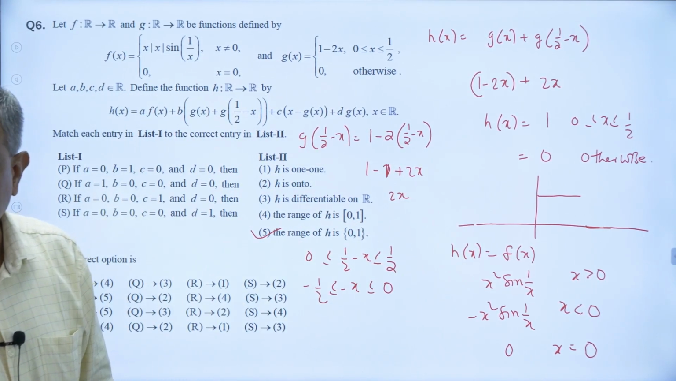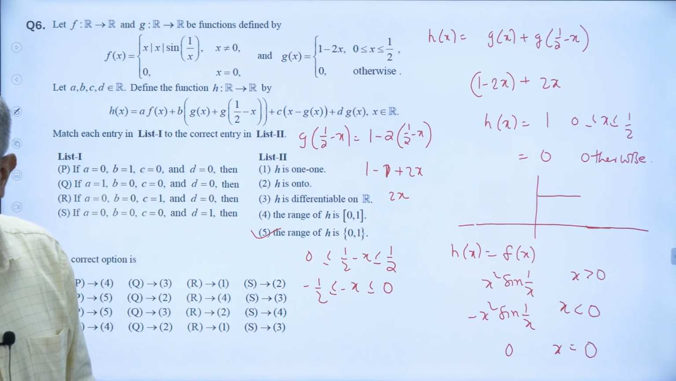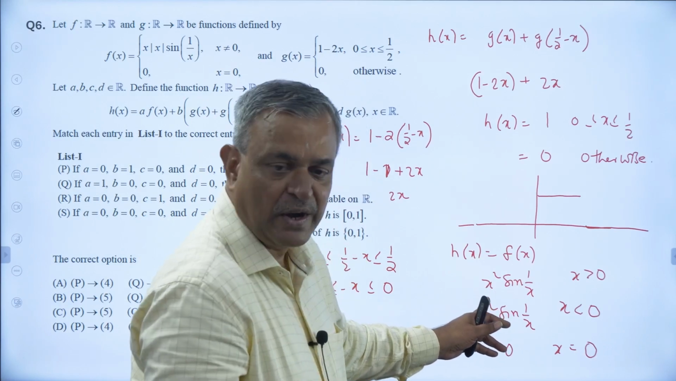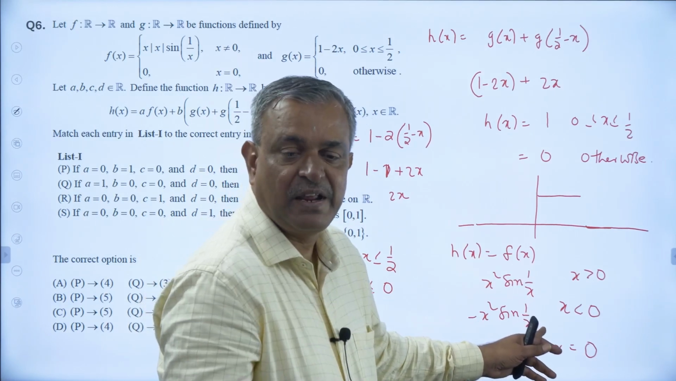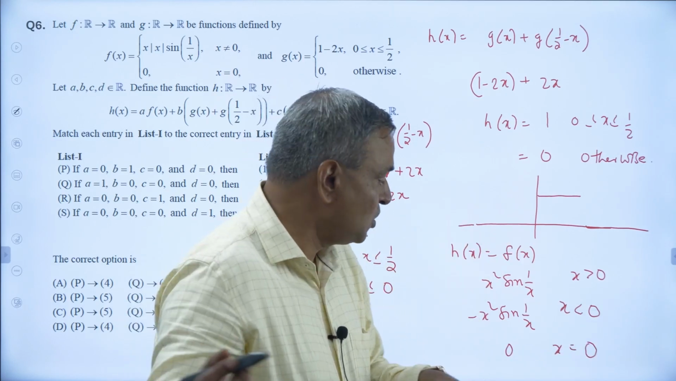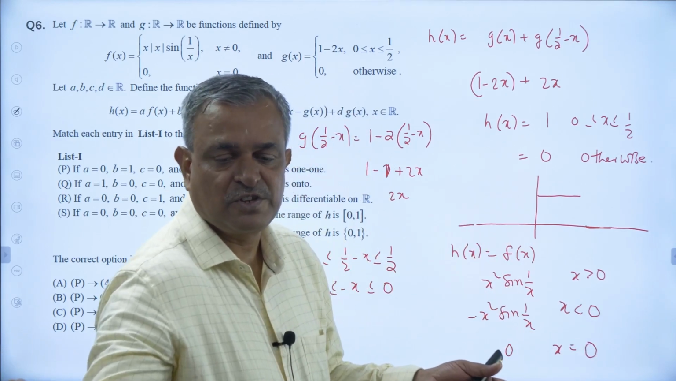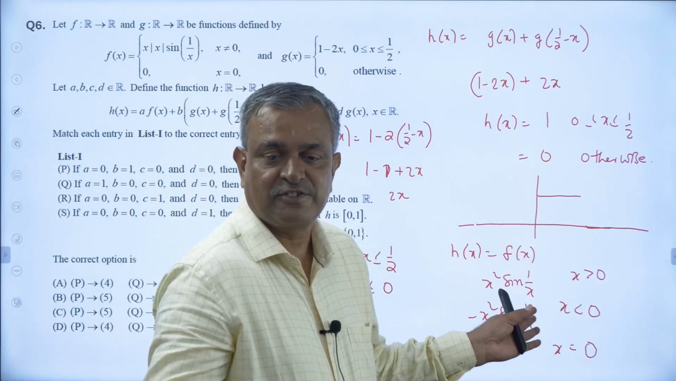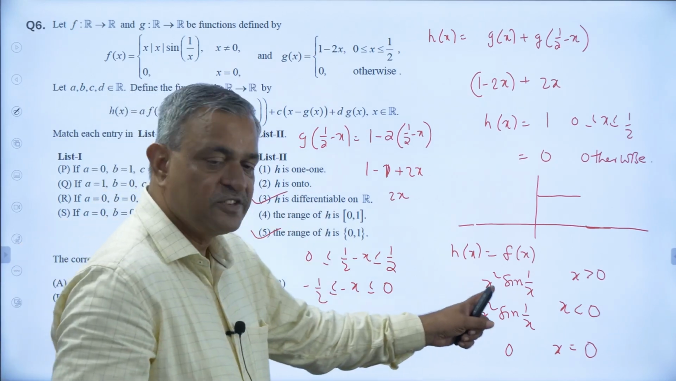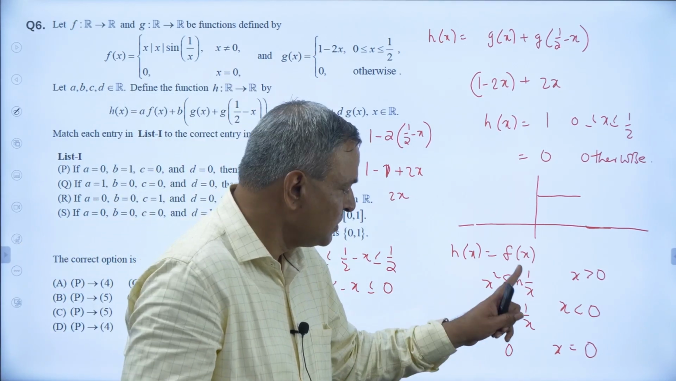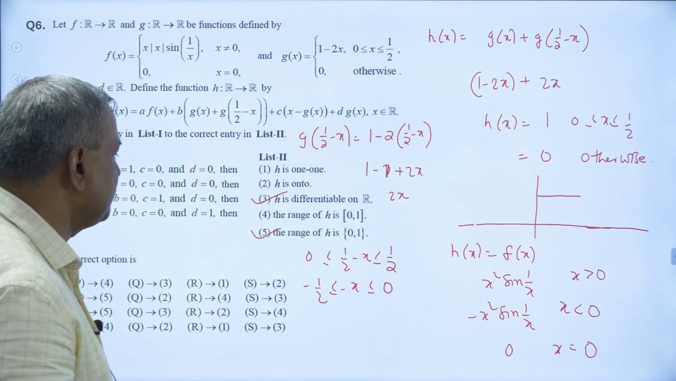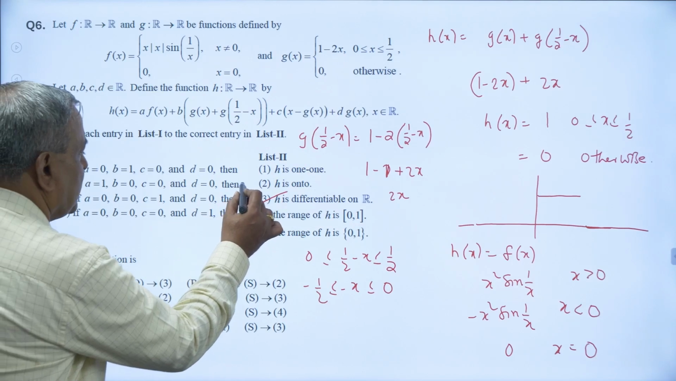Perfect. When you see that this option says h of x is differentiable everywhere, you try to differentiate it. x square differentiation is 2x, sin 1 by x will remain as it is. Differentiation of sin 1 by x is cos 1 by x, and differentiation of 1 by x is minus 1 by x square. It will be 0. So the function is differentiable for all real numbers. Only at 0 is there a check. Left hand differentiation is 0, right hand differentiation is also 0, so the differentiation at x equal to 0 is also 0. So the function is differentiable.